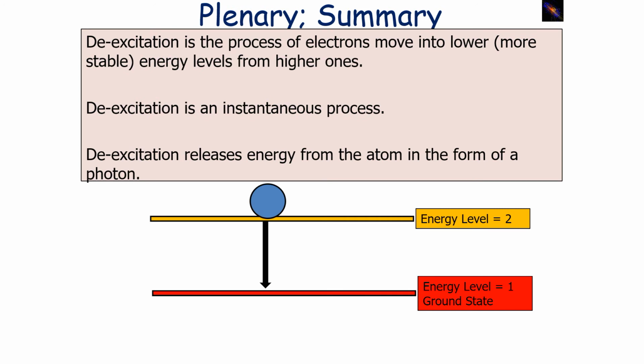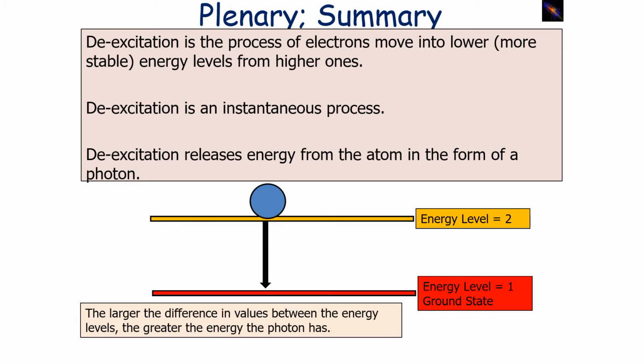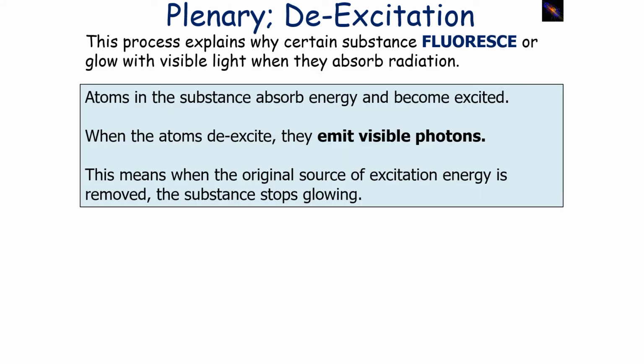Now de-excitation is the process of electrons moving into lower energy levels from higher ones. De-excitation is an instantaneous process. De-excitation releases energy from the atom in the form of a photon. The energy of the photon released is equal to the energy level difference between the two levels the electron moves between. The larger the difference in values, the greater the energy the photon has. The smaller the difference in values between the levels, the lower the energy the photon has. So we can look at this and explain why certain substances fluoresce.